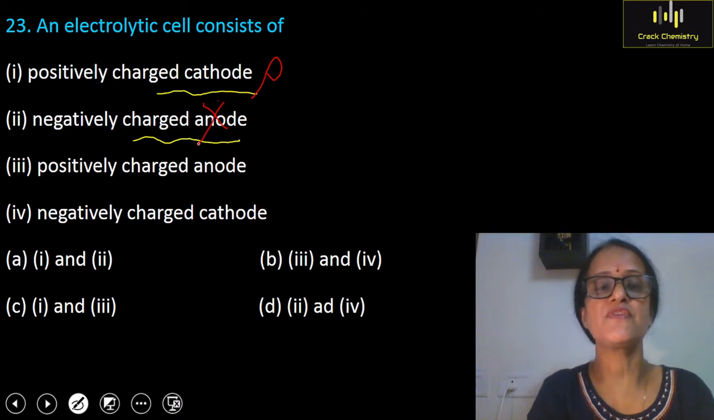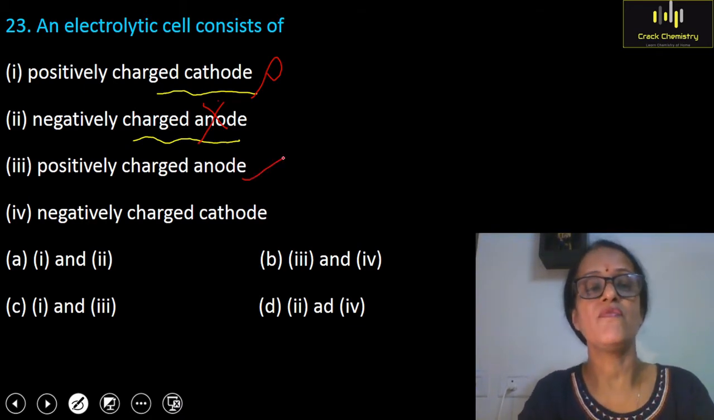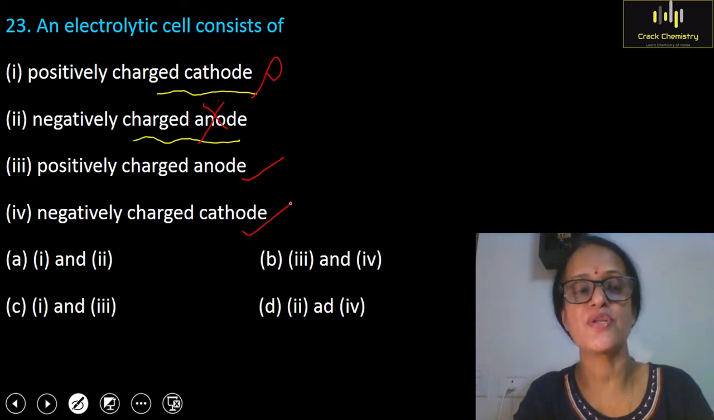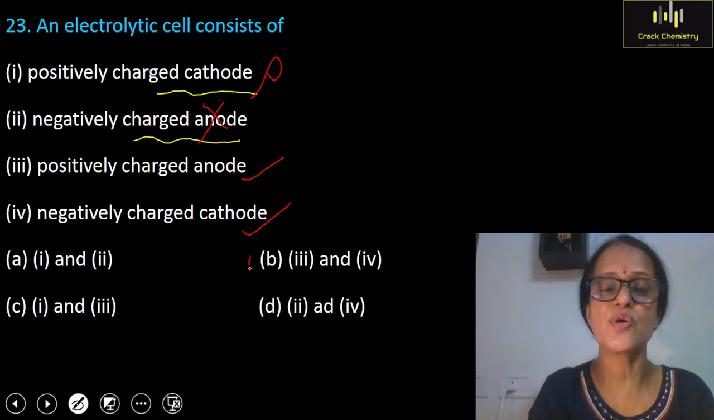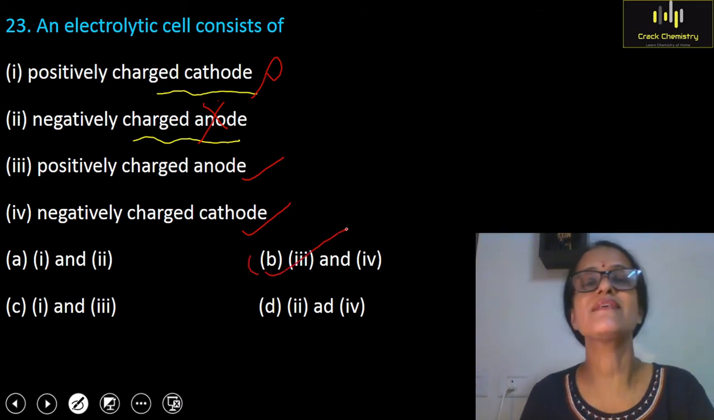Third option is positively charged anode. It is correct. Fourth option is negatively charged cathode. This is also a correct option. So options third and fourth are correct, and your correct option is option B, which includes both third and fourth.